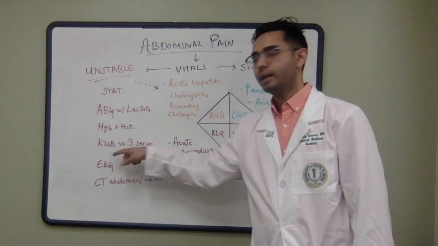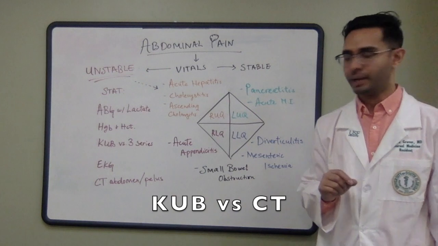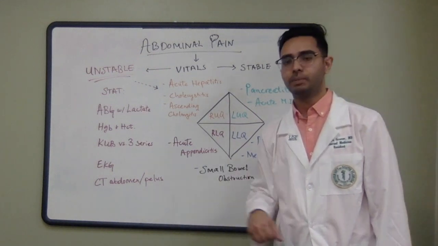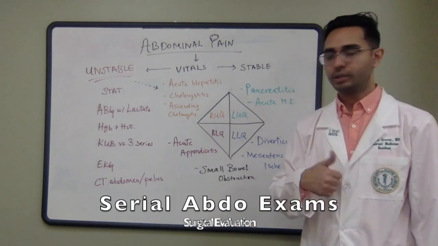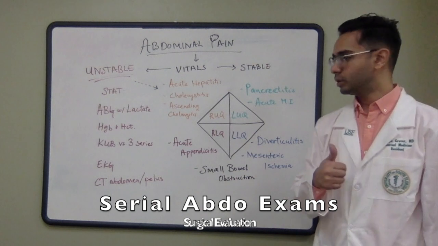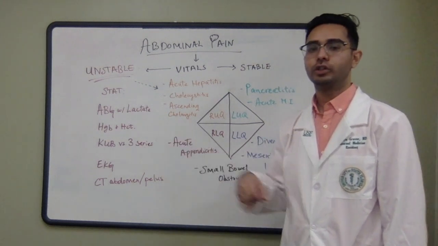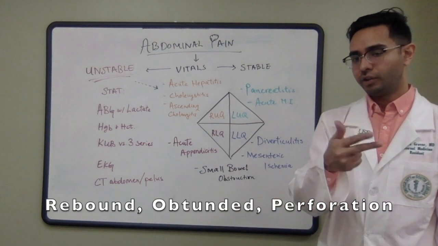A KUB initially is a great choice because it gives you a good idea of the bowel gas pattern if you can't get the CT done in time, although the CT is a better modality. These patients should undergo serial abdominal exams, a surgical evaluation, and any stat imaging if you're concerned for new rebound, if they're obtunded, and you're concerned for a perforation.